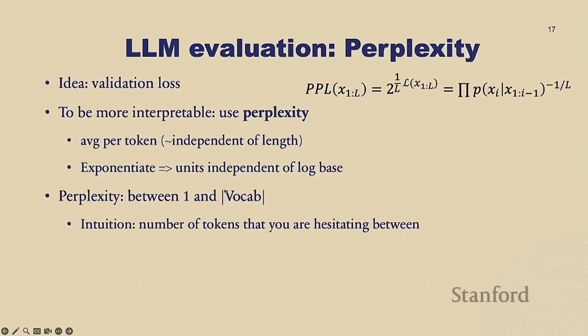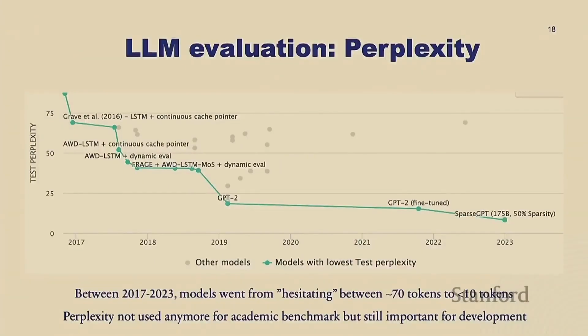So the intuition of perplexity is that it's the number of tokens your model is hesitating between. If your model is perfect, it doesn't hesitate, it knows exactly the word. If it really has no idea, then it hesitates between all of the vocabulary. Perplexity really improved: that's perplexity on a standard data set between 2017 and 2023. It went from around 70 tokens to less than 10 tokens over these 5-6 years. So the models were previously hesitating between 70 words every time they generated a word, and now they're hesitating between fewer than 10 words.